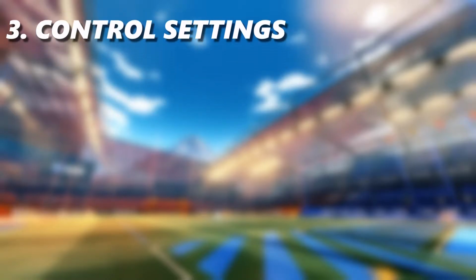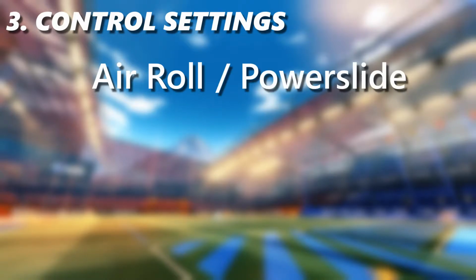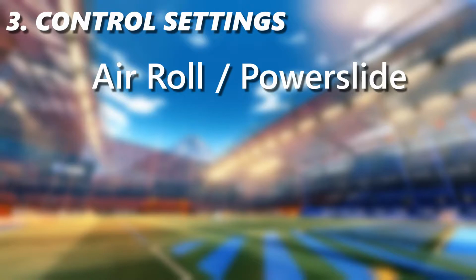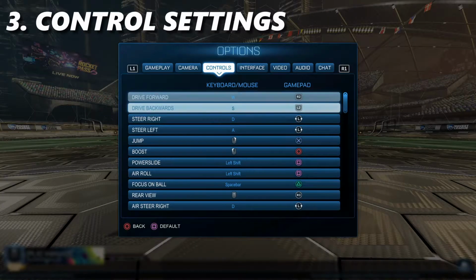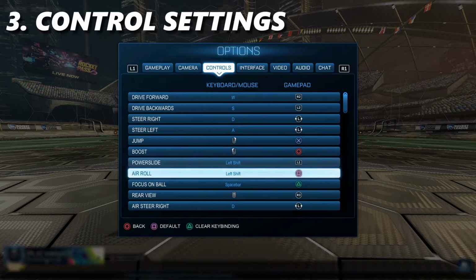In your control settings, the most important settings will be air roll and power slide. By default, these are set to square on PlayStation controllers or X on Xbox. This is not ideal because your boost button is set to the opposite button, circle or B, and it can be really awkward trying to boost and air roll or slide at the same time. That's why I recommend changing your air roll and power slide buttons to L1 or LB.